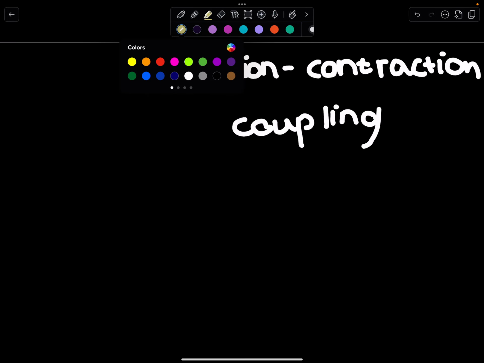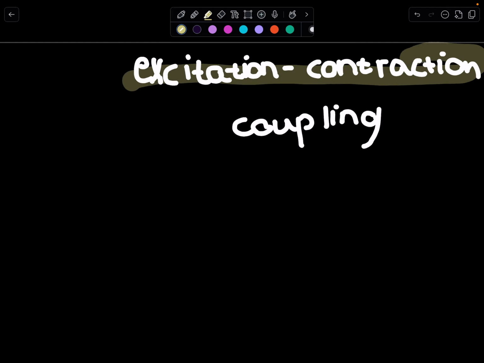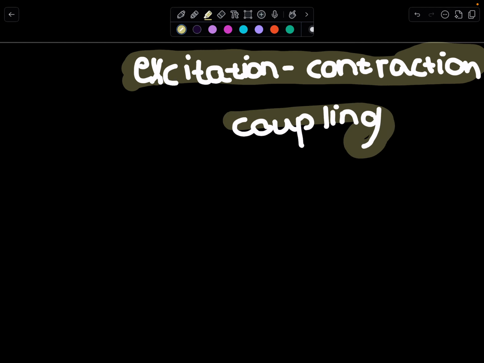Alright, let's talk about excitation contraction coupling now. Excitation contraction coupling in GI smooth muscle is how an electrical signal triggers contraction for motility.